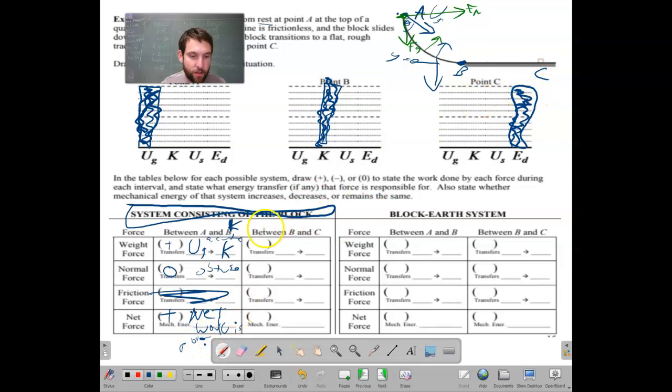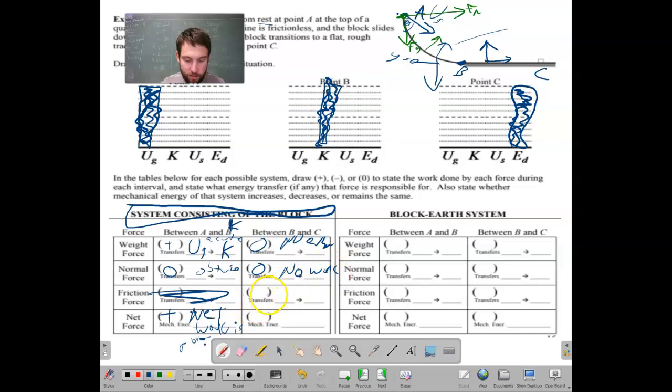All right, between B and C, again, the system is only the block. Between B and C, the weight force is not doing any work. No energy is transferred here. The weight force has nothing to do with this. Of course, if we increase the mass, then that changes the weight force, which would then change the frictional force. So yes, you can get there, but strictly speaking, the weight force is not changing any energies. The normal force is perpendicular to the displacement, because the normal force at this point is going up and the displacement is to the right. So 90 degrees means no work done.